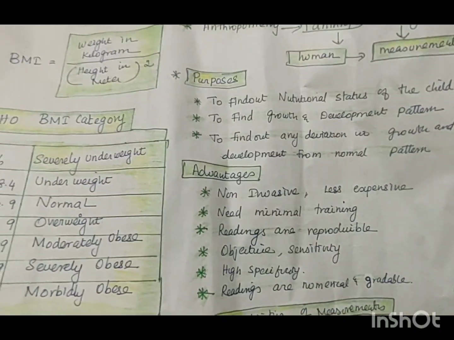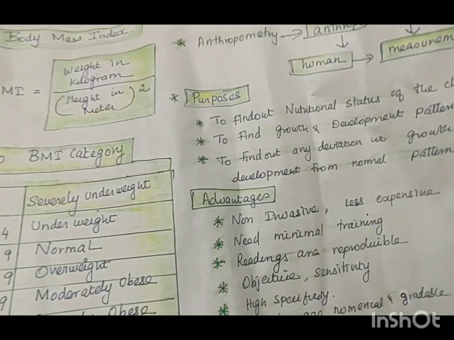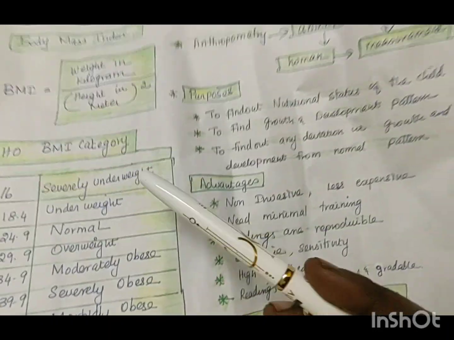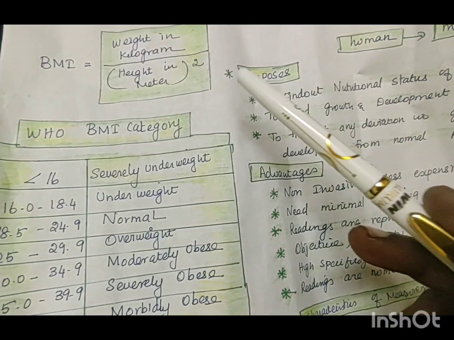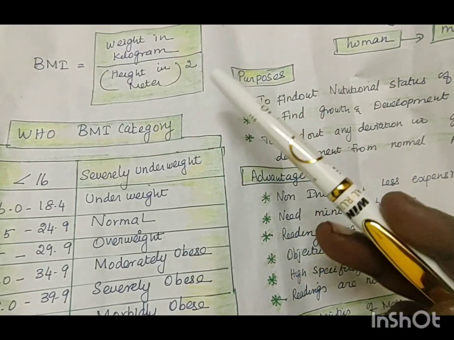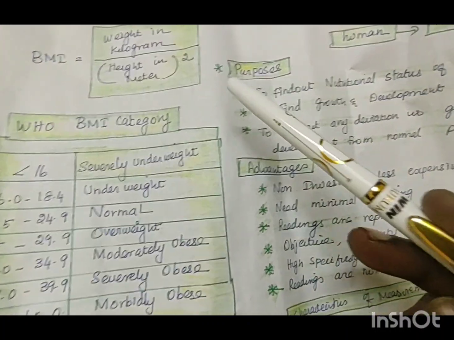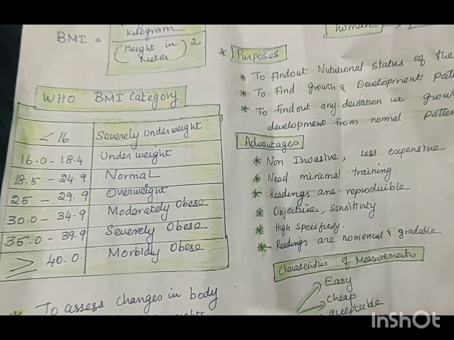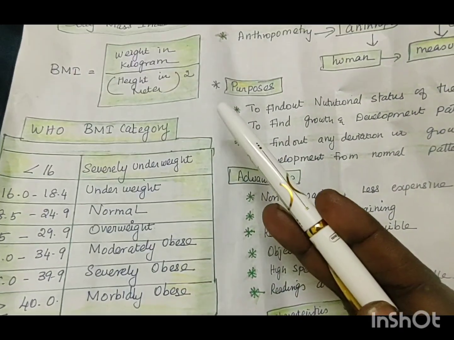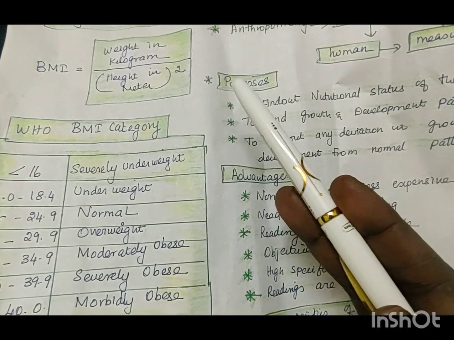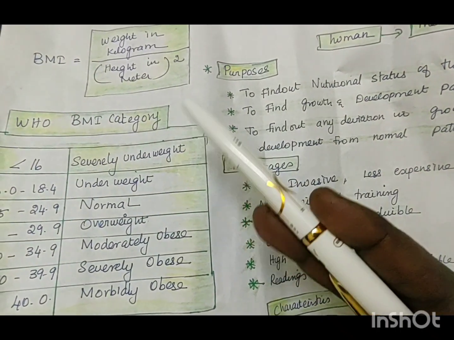For example, if you take BMI. What is BMI? BMI is body mass index. What is the formula? Weight in kilogram divided by height in meter square. So we are using the WHO BMI categories. How will we do it? Any person's height we have to check, as well as the weight. Weight you will put in kilogram, over height in meter square.